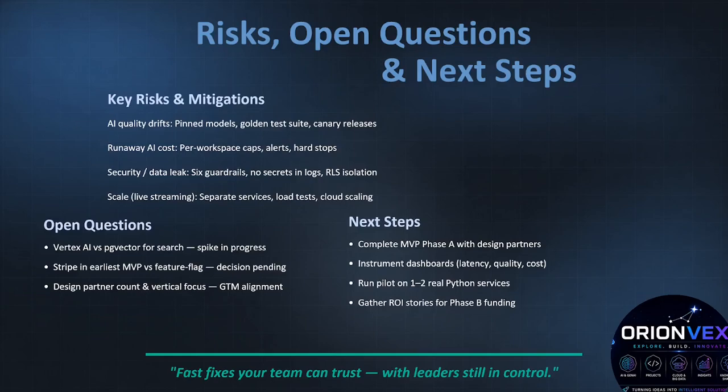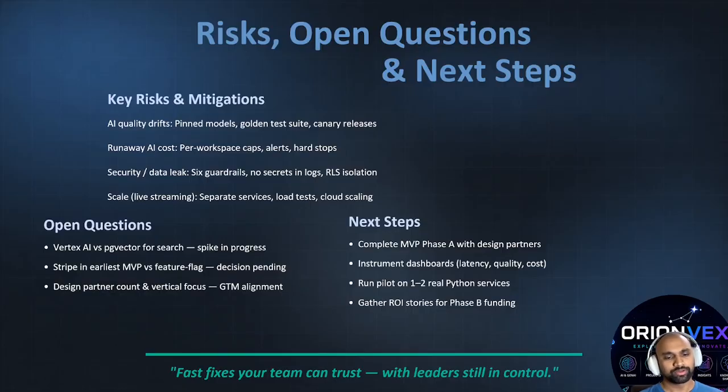For the open questions: Vertex AI versus PG Vector for search. There is a spike in progress, and we need to consider whether to go ahead with the cloud or with PG Vector. Stripe is the earliest MVP behind a safe flag, and the decision is still pending. Design partner count and vertical focus, that is ICP alignment.